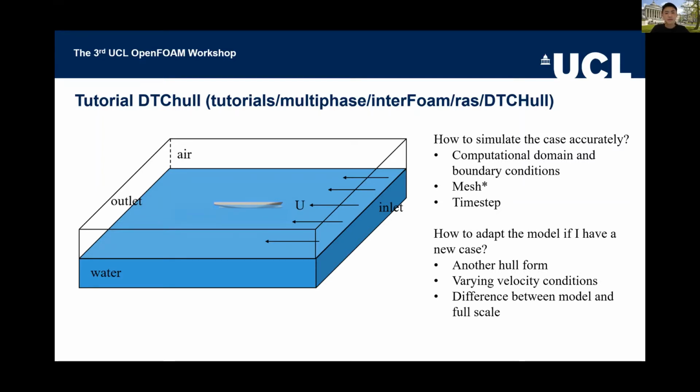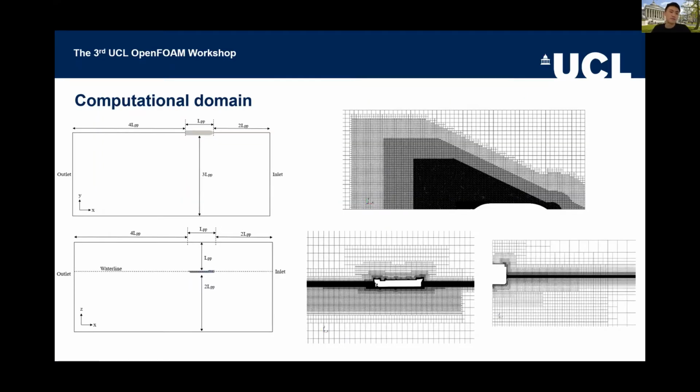Regarding the computational domain, in the previous slide we introduced it in 3D, and now we have a look at this. If you can follow my mouse, you can see the ship domain. I draw it in this way. This is a plan view, looking from the top of the ship.